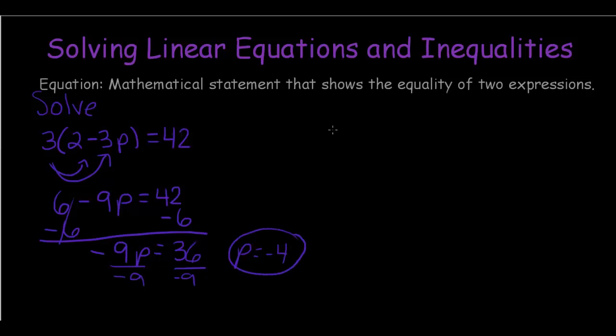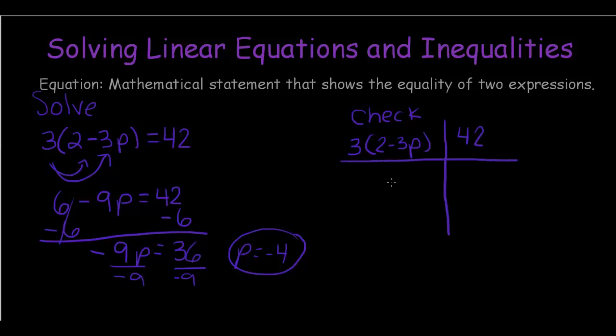When working with equations, one thing that we always want to do is to check our answers. So that's what we're going to do now. And we're going to use a t-table. We're going to write the equation on one side. And then on the other side, we're going to write, well, not our equation, but the algebraic expression. And now we're going to substitute the p with a negative 4. So it's going to be 3 times (2 minus 3 times negative 4). And this is supposed to be 42.